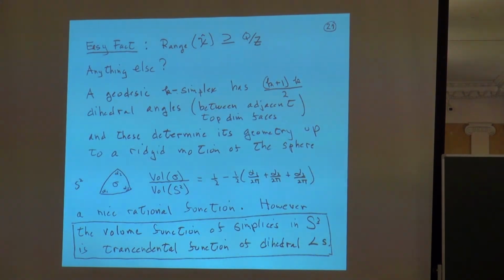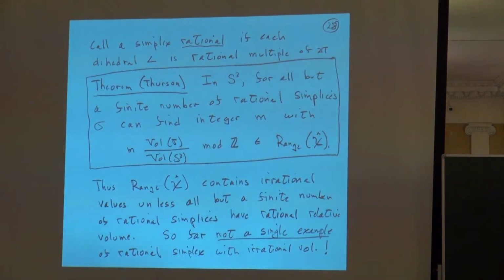So we'll call a simplex rational if each dihedral angle is a rational multiple of 2 pi. So let's look at rational simplices. As we saw before, a rational simplex on the two-sphere has a rational fraction of the volume of the two-sphere. But what about the three-sphere? So here's a theorem that's due to Thurston.